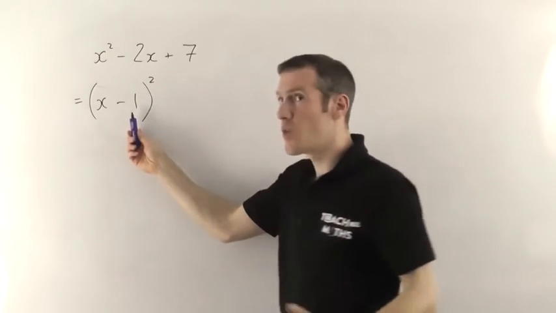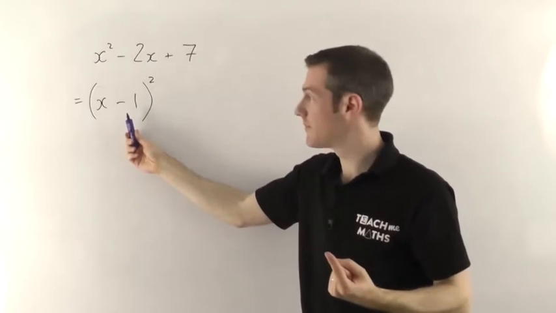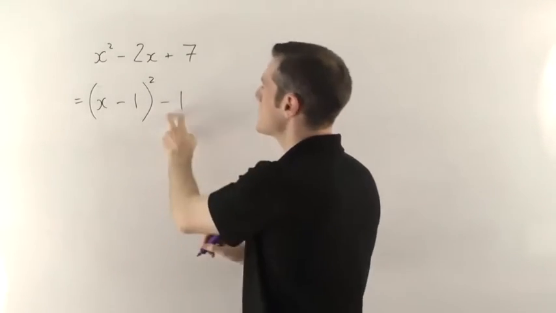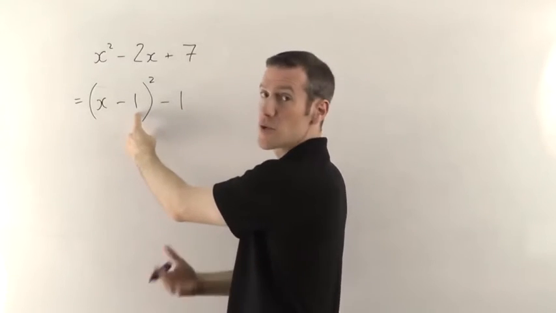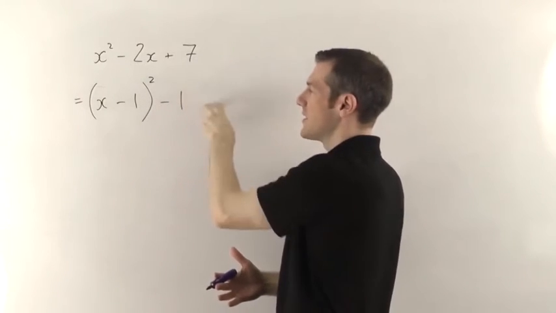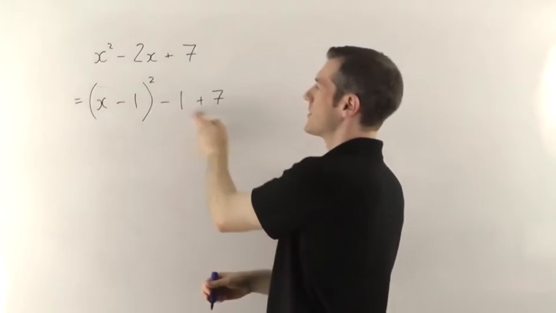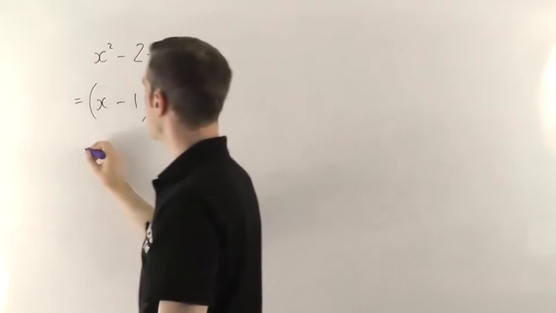So minus 1 squared would give me positive 1, which I don't want, so you subtract that off the end. You always subtract off the end whatever this thing is squared. And then whatever the number term is, you just stick that on the end. And the last thing to do is you collect these together and work out what you've got.